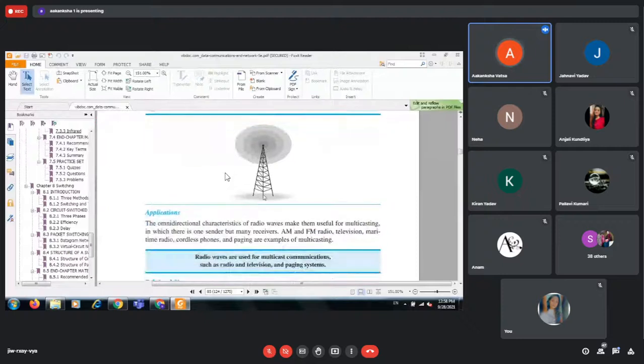Applications of these types of radio waves are FM and AM radio, television broadcasting, and maritime radio. Cordless phones and paging are examples of multicasting.